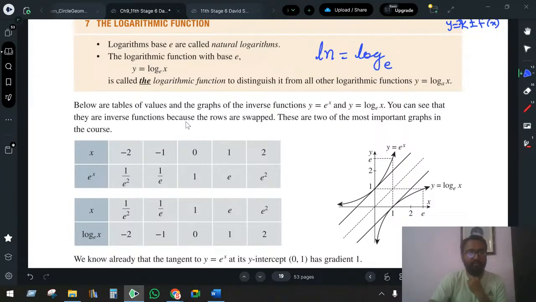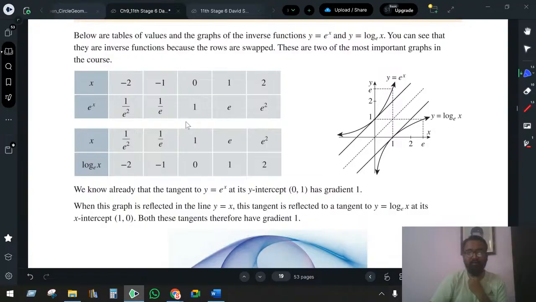So here are the graphs. I said that if you know the graph of y equals e power x, you can know the graph of y equals log x base e.